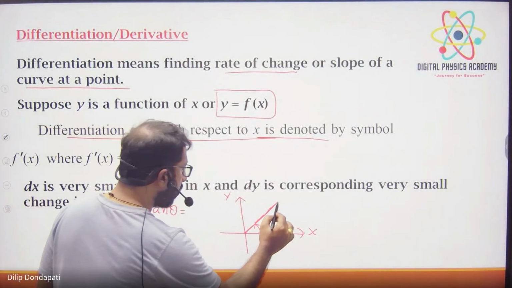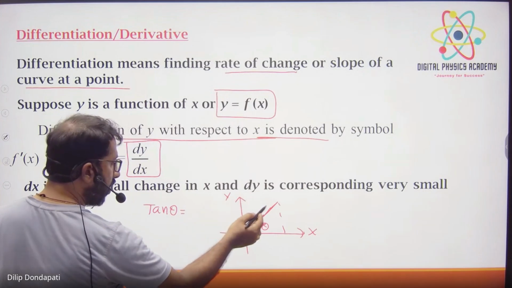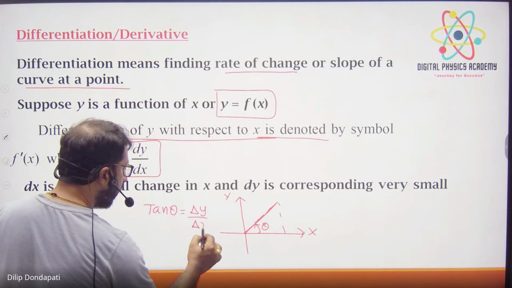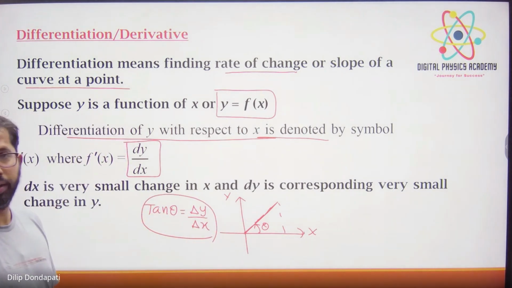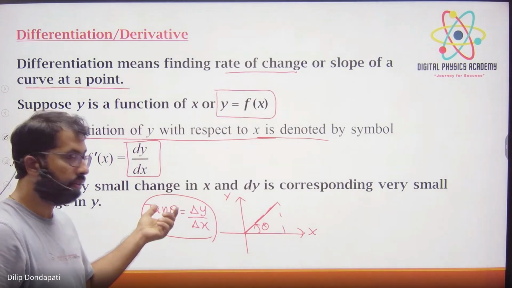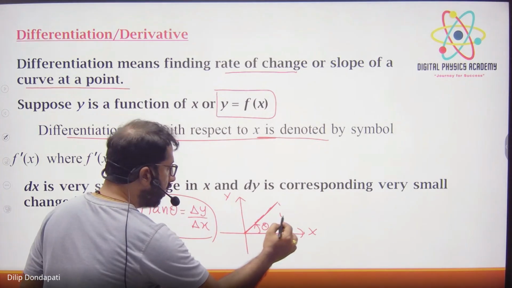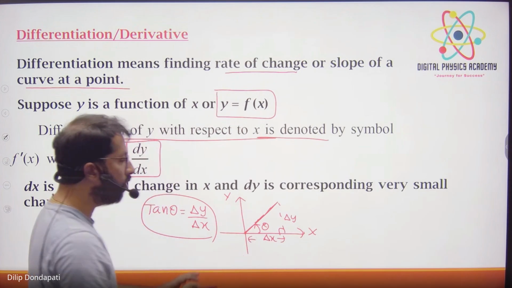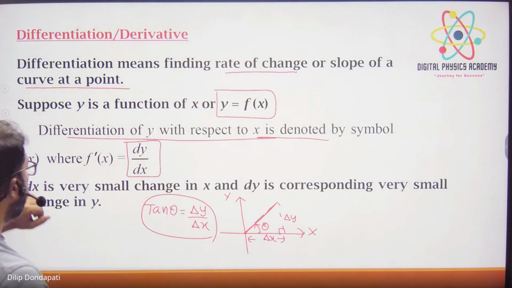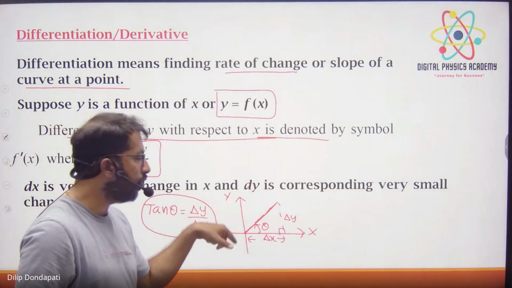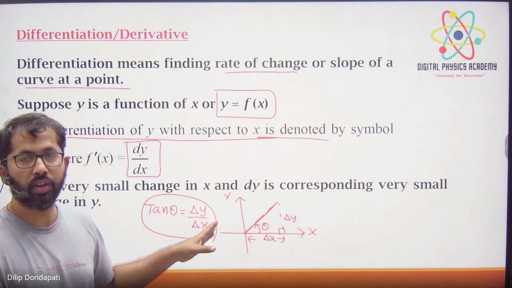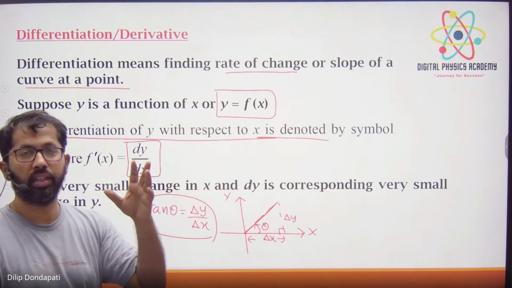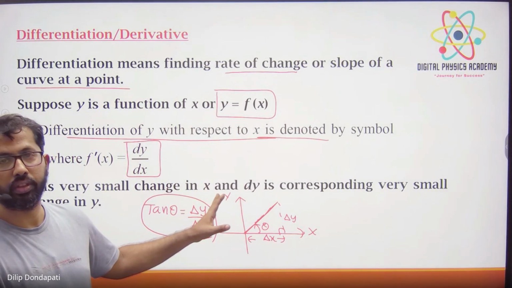And the formula for slope is y2 minus y1 by x2 minus x1, or we can write it as delta y by delta x. This is the basic slope you know already. Tan theta is nothing but slope, because in trigonometry tan theta is change in y by change in x. This is the value of slope. Now, for a straight line with uniform, constant slope, we are not using differentiation. When will we use it? When the slope is continuously changing. At that time we are using differentiation.